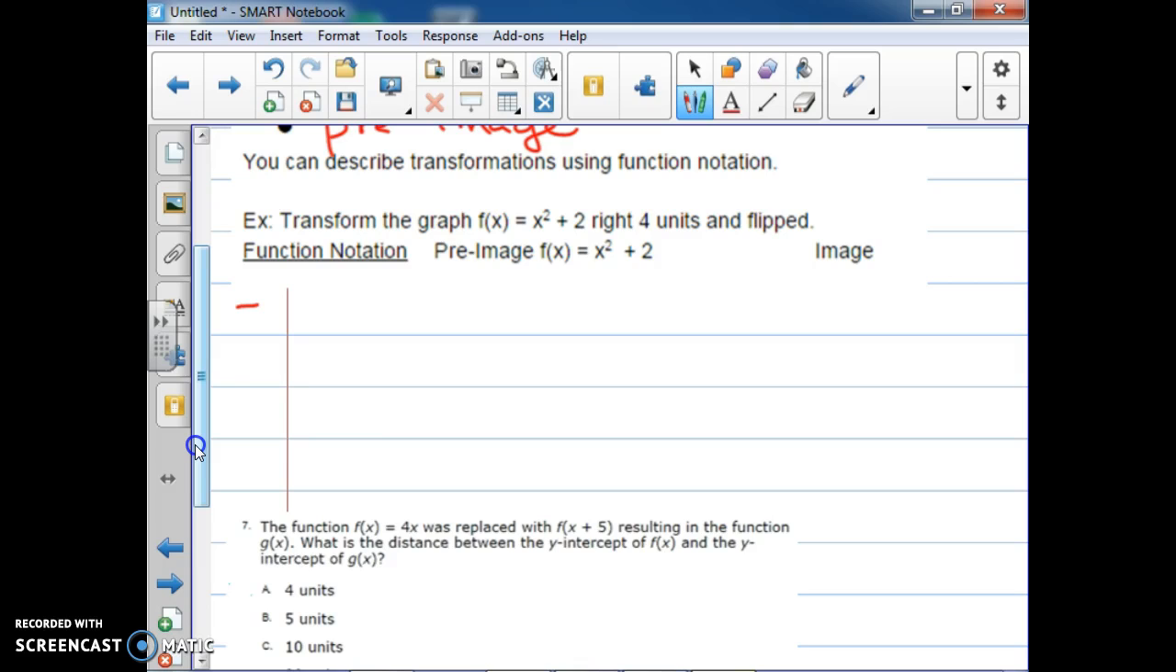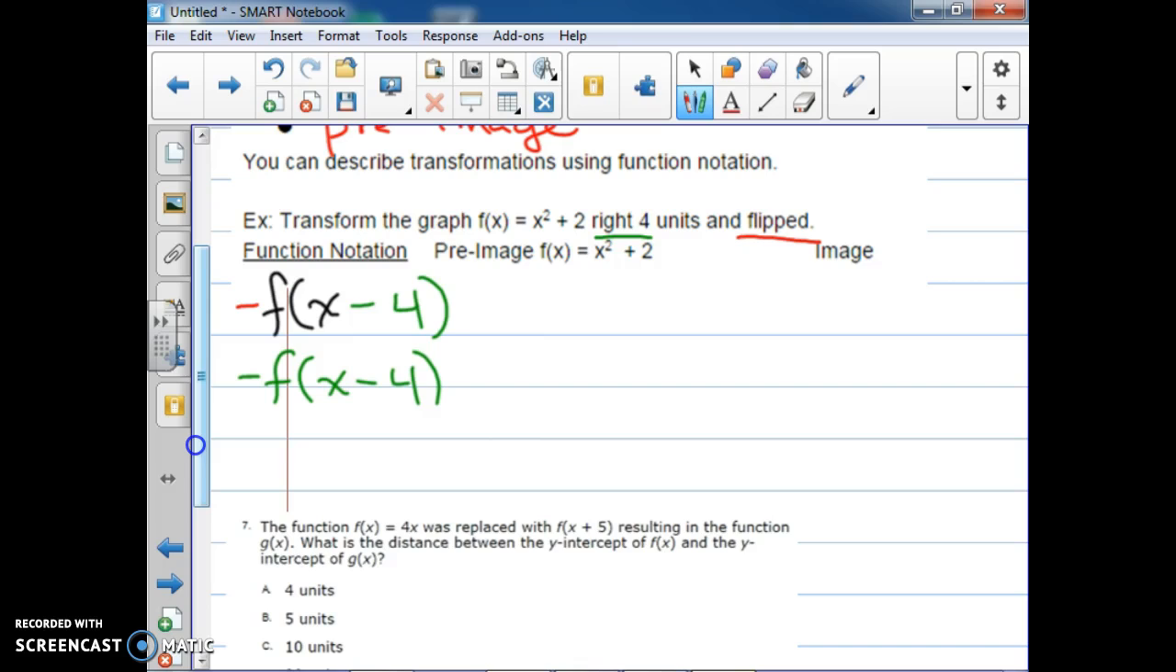The negative is for flipped. Then we have f of x because that's our function. And it says minus 4. It says right 4, so we're going to write minus 4, sorry. Alright, so that would be our function notation: negative f of x minus 4, close parentheses.